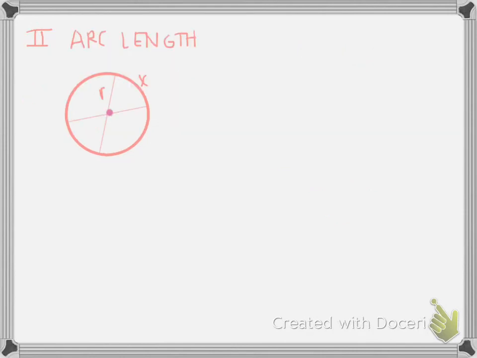Okay, so now we're going to talk about arc length here. There's a formula for that. We have to know the degree measure of the arc. So x is going to represent the degree measure of the arc.